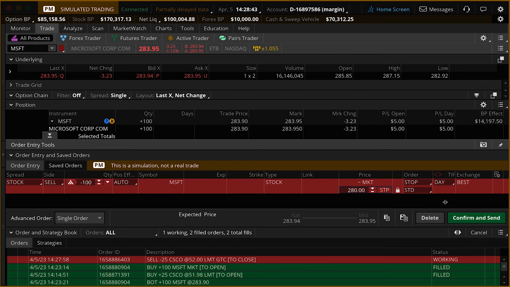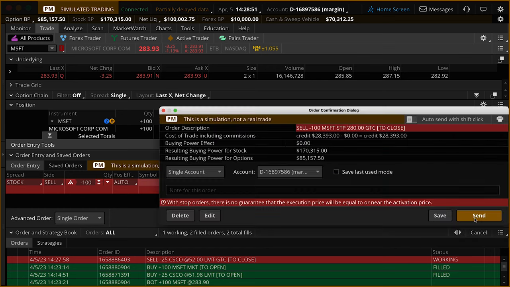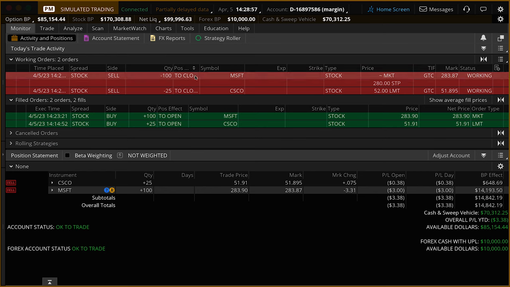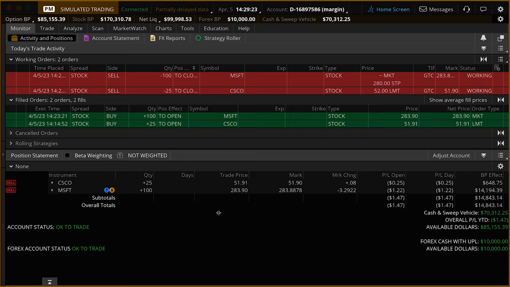And same deal as before, we definitely want to make sure that this order lasts longer than 1 day. Click on that and switch it over to good till canceled. We're going to click on confirm and send and click on send. Go back up to monitor one more time and check that we have both of these working orders here. You can even see down in your position statement, we have little cells next to the symbols that let us know that we have these orders out there to protect us and to potentially capture profit.